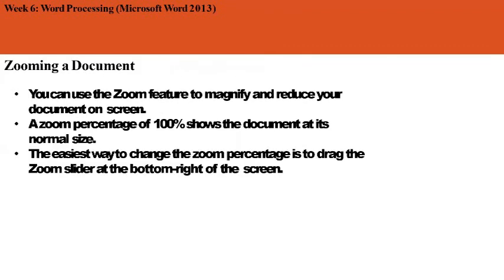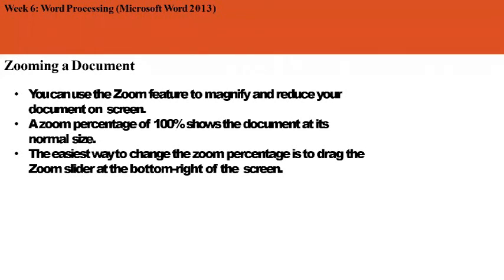Then how do we zoom a document? So zooming a document, you can use the zoom feature to magnify and reduce your document on screen. So a zoom percentage of 100% shows the document at its normal size. So pag 100%, yun, that is the normal size.